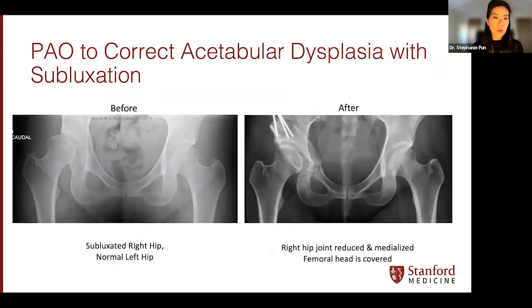So this is an example of one of my young adult patients who had a normal left hip, but a subluxated right hip with severe dysplasia. And this is after the PAO surgery. And you can see that these are screws holding the acetabulum in this new position. And now there's proper coverage of the right femoral head.